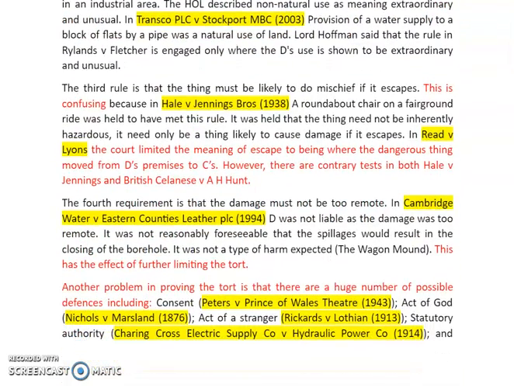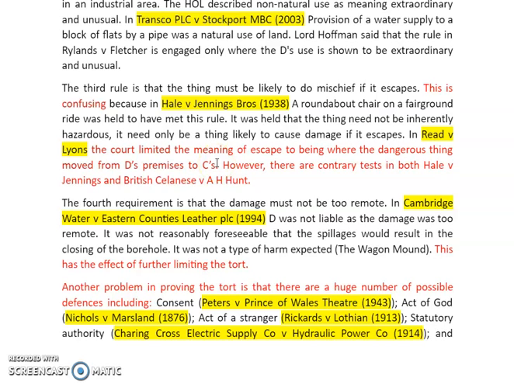The third rule is that the thing must be likely to do mischief if it escapes. And in terms of evaluation, you can say that this has proved to be confusing, because in Hale and Jennings, a roundabout chair on a fairground ride was held to have met this rule when it broke and flew off. It was held that the thing need not be inherently hazardous itself, only likely to be causing damage if it escapes. And in Read and Lyons, the court limited the meaning of escape to being where the dangerous thing moved from the defendant's premises to the claimant's.